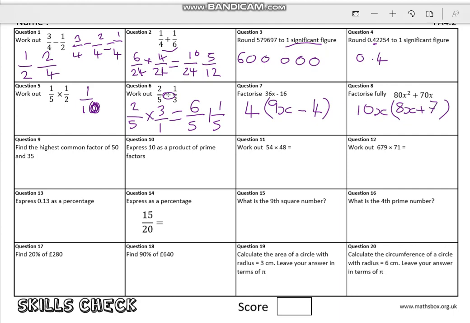Now you can test these by just making sure that they add up. So you can do 10x times 8x, and that would obviously equal 80x squared, and then you can do 10x times 7, which would equal 70x.